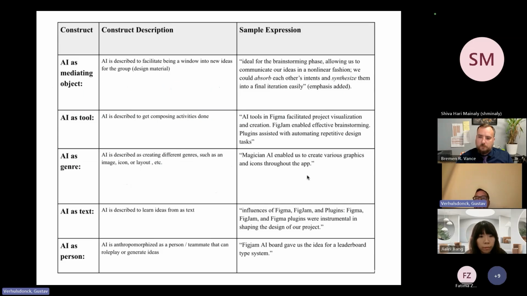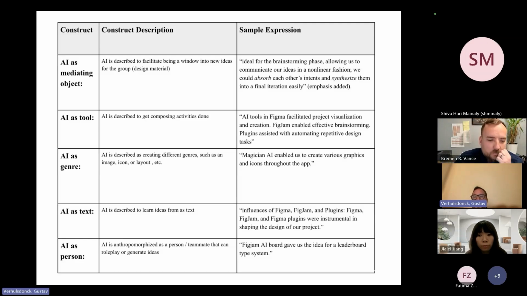And so here are some samples that may be of interest, where we coded for these, where we said, okay, how is AI working as a mediating object? And where we want to see how AI is described to facilitate bringing them into new ideas and to use AI as a design material. So we can see here on the right-hand side a sample expression where they're saying, okay, we could actually absorb and synthesize our ideas and intents very well using, I think it was a Jambot AI, to brainstorm in a nonlinear fashion. So we thought that was very interesting. It's a good example of AI representing this mediating object.